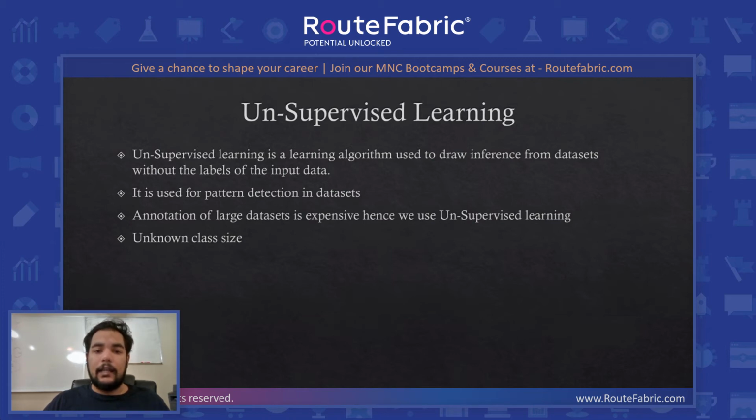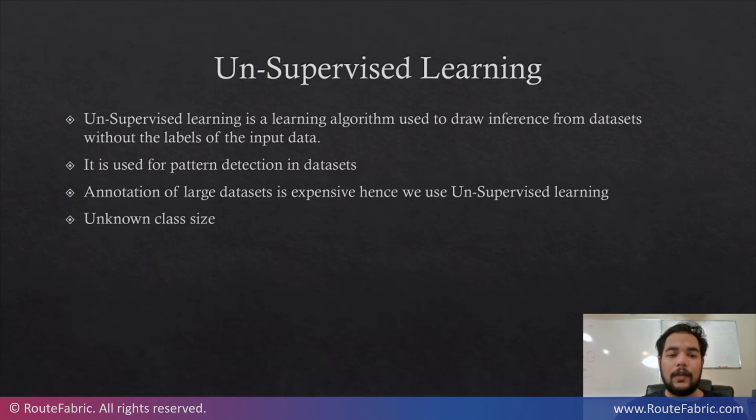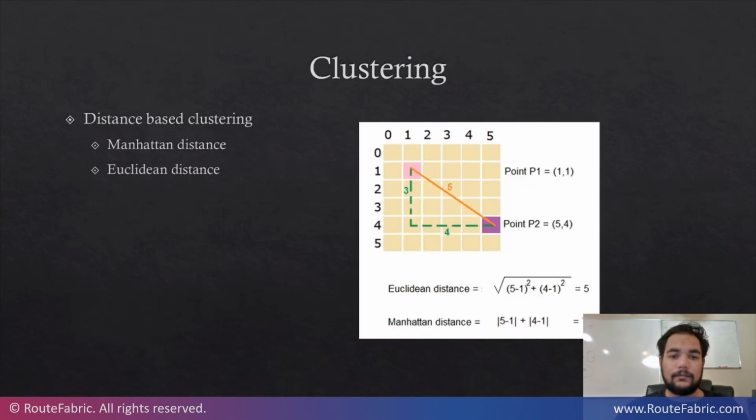Unsupervised learning is really useful to understand the demographics of the population, and it's really useful in dealing with large data sets. For supervised learning, we need to annotate the data sets, and annotation of data is really hard and time consuming. In unsupervised learning, you do not need to annotate your data, which saves time and money. Unsupervised learning also has an unknown class size.